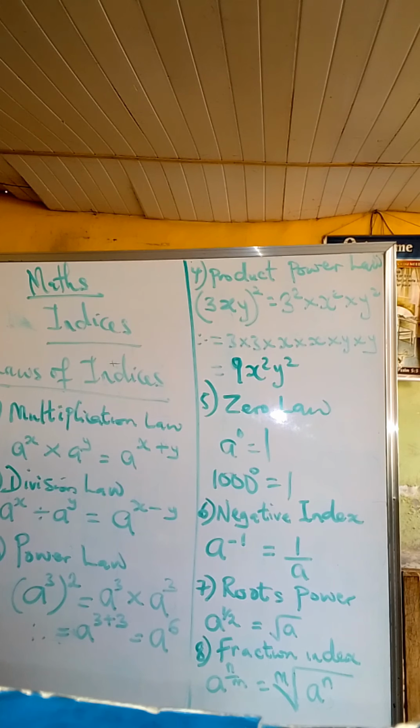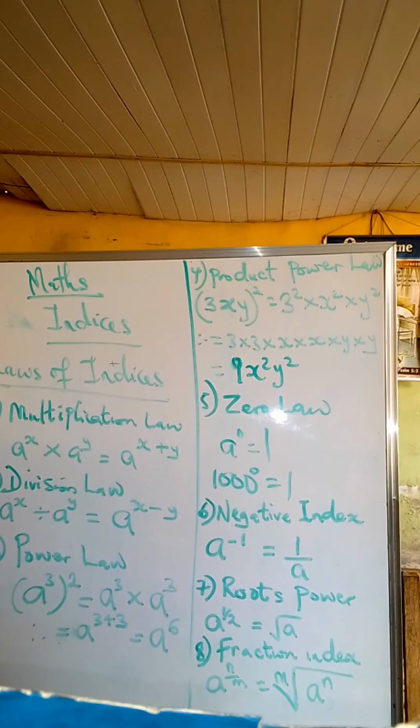Power law, a raised to the power 3 multiplied by a raised to the power 3, then we have a raised to the power 3 plus 3, that is a raised to the power 6. Then we come to the product power law, 3xy raised to the power 2. That means you are going to raise everything in the bracket to the power of 2, that is 3 raised to the power 2, multiplied by x raised to the power 2, multiplied by y raised to the power 2, that is 3 by 3, multiplied by x, multiplied by y, that is 9x square, y square.